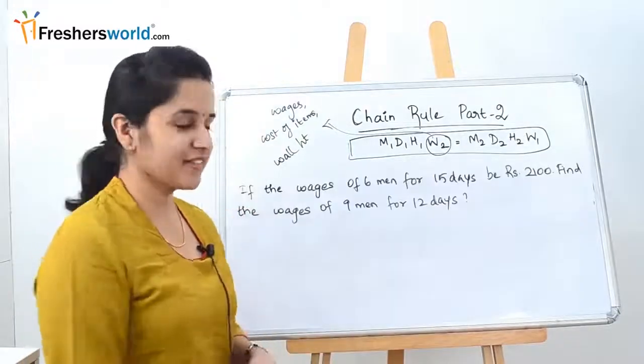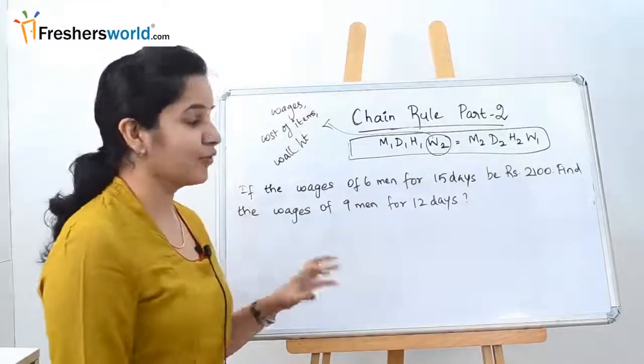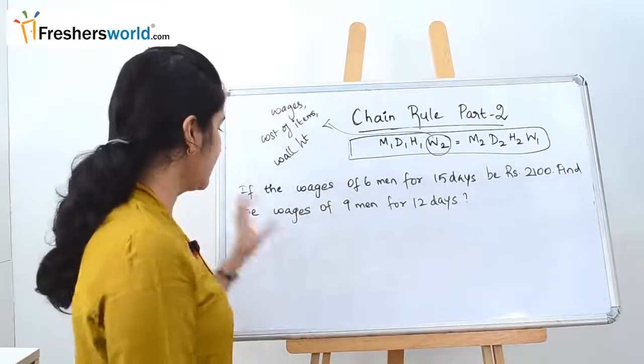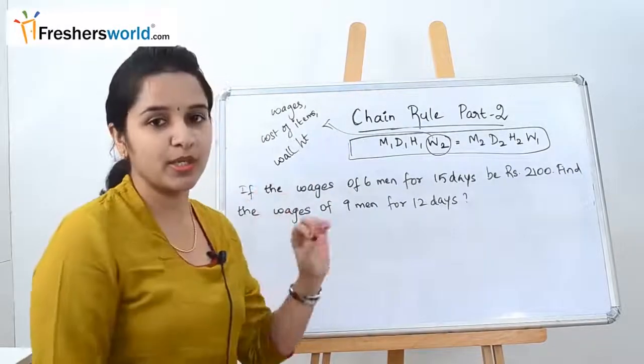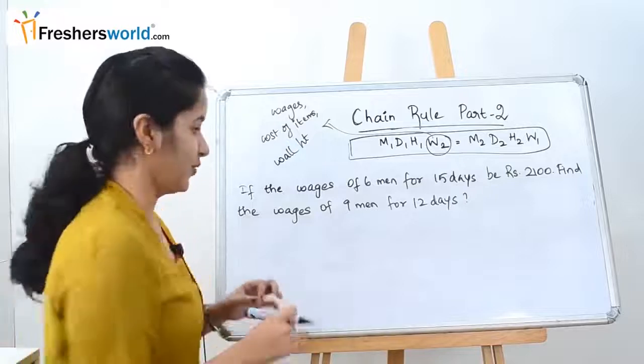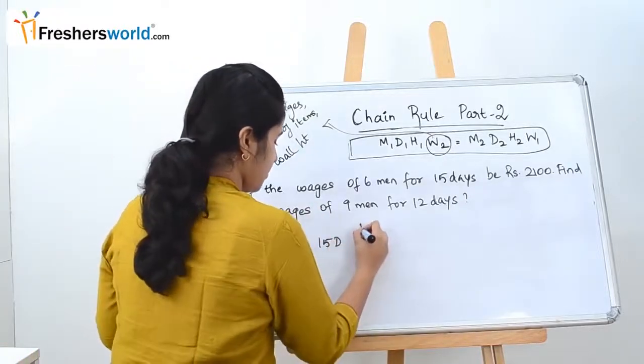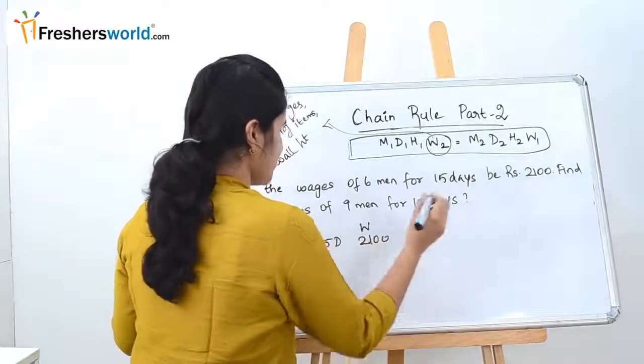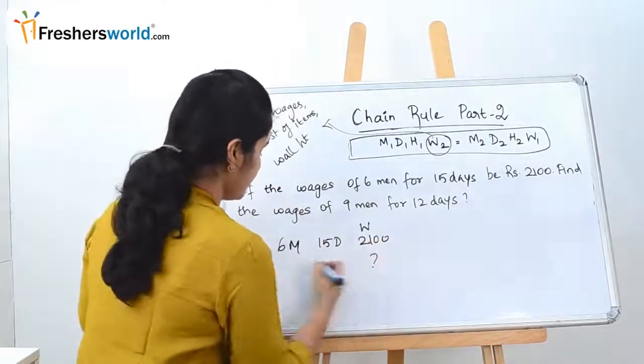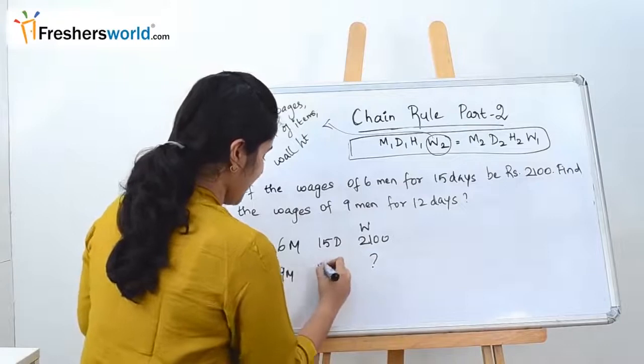Okay, the next question that I have given is, if the wages of 6 men for 15 days be 2100, what is the wages of 9 men for 12 days? So let's just write the given data now. So they are given 6 men, 15 days and the wages is 2100. So what they are asking for, the wages for 9 men for 12 days.